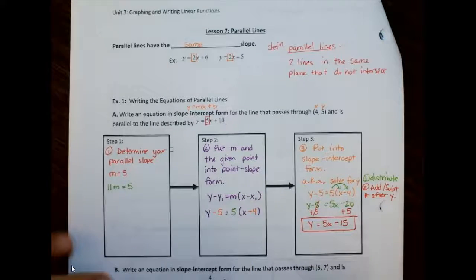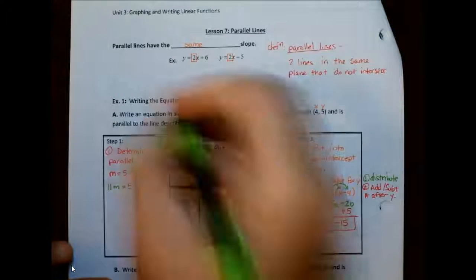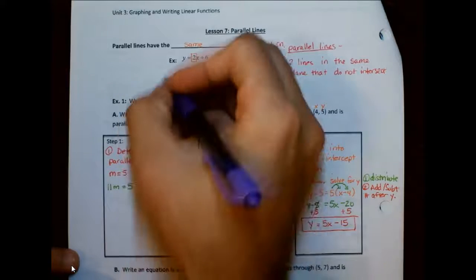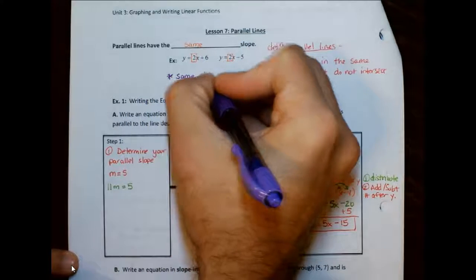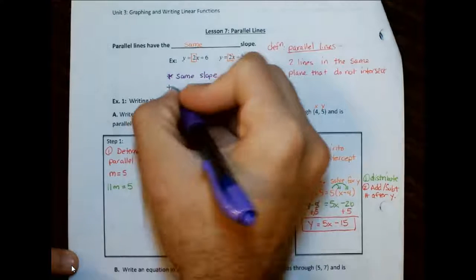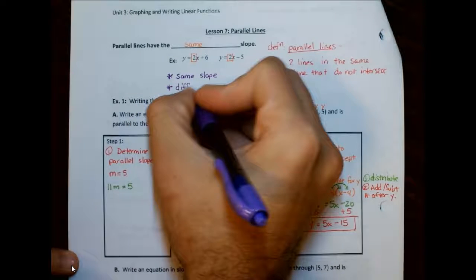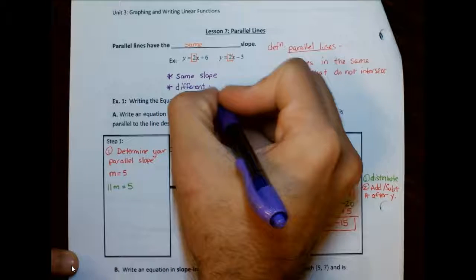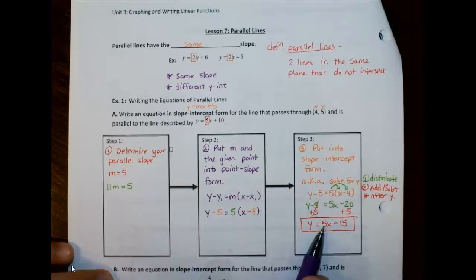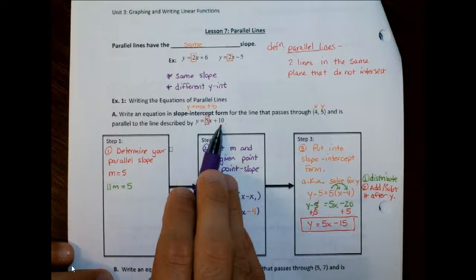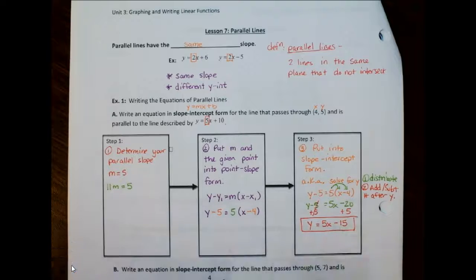So one thing that I failed to mention before, with parallel lines, you are going to have the same slope, but different y-intercepts. Okay? So here again, same slope. Here I have a plus 10 for the intercept and a minus 15. So same slope, different y-intercept.